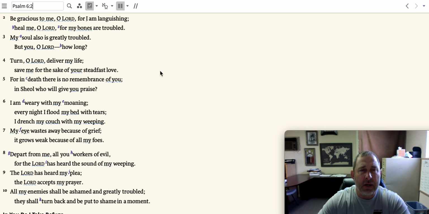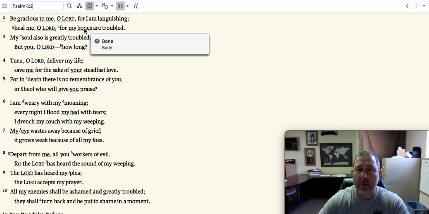Here's one. Be gracious, Psalm 6, verse 2. Be gracious to me, O Lord, for I am languishing. Heal me, O Lord, for my bones are troubled. Well, what is the part? Well, here we see bones. Bones are a part representing what? Bones are a part representing the whole of this person's body, the anguish that their body feels.